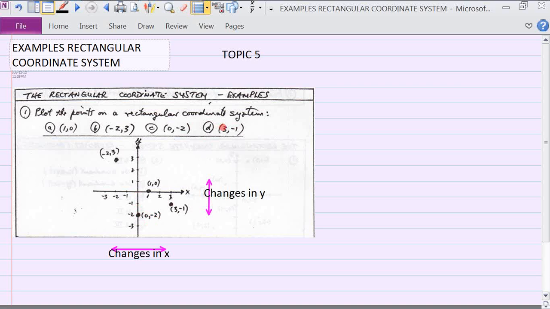Finally, to get the point (3, -1) means I have to look for the intersection of x equal to 3 and y equal to -1. So here I go. 1, 2, 3. There's my 3 for my x. And because my y is -1, I go down and there it is right there. So for changes in y, we move vertically up or down. For changes in x, we move horizontally. Generally speaking, we always work with the x value and then the y value.